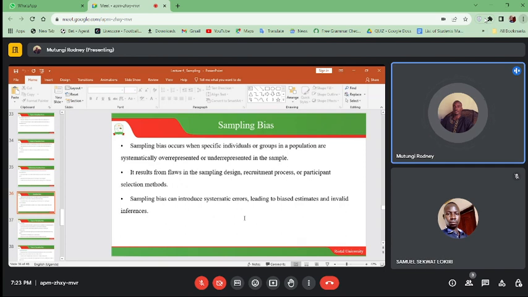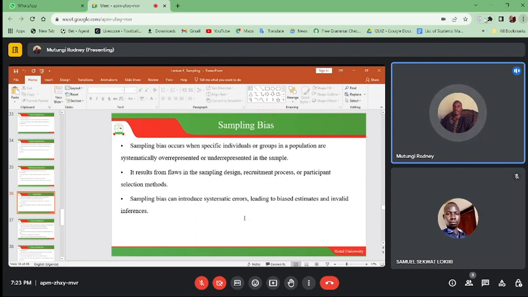Then when we look at sampling bias, it occurs when specific individuals in a population are systematically overrepresented or underrepresented. And if this happens, of course, we have problems in our sampling design.